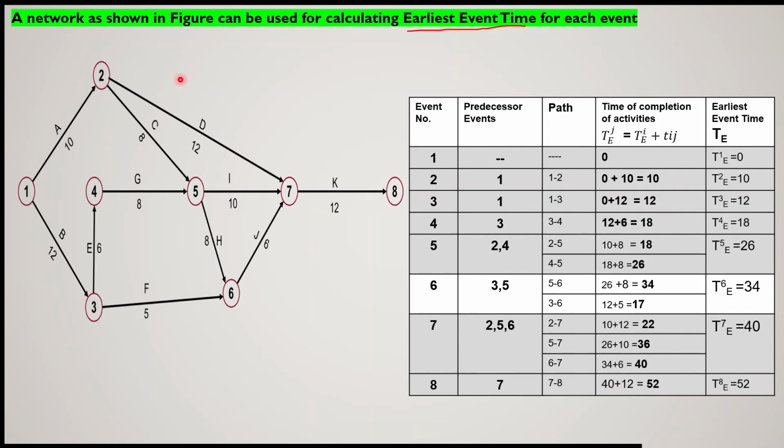So from this network and with the help of the earliest event time, we are able to calculate the earliest time of occurrence of event number 8. That means the earliest possible time of completion of the project will be 52. So for this particular network, the completion time of the project is 52 units. It may be 52 days or 52 weeks, whatever we have chosen.